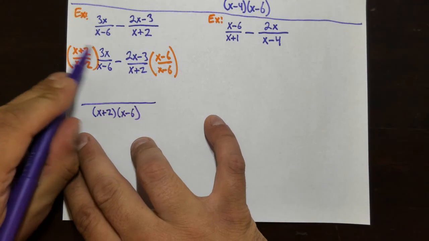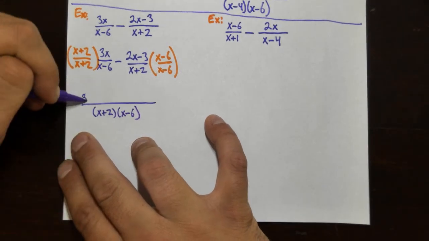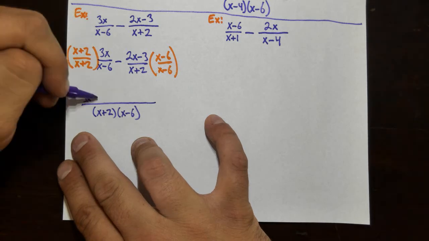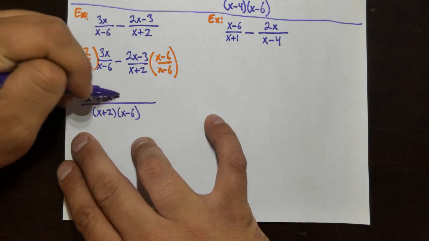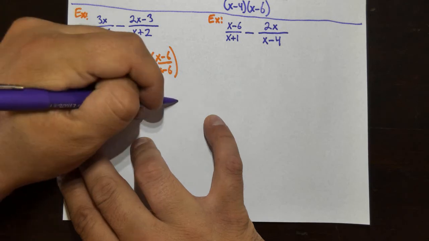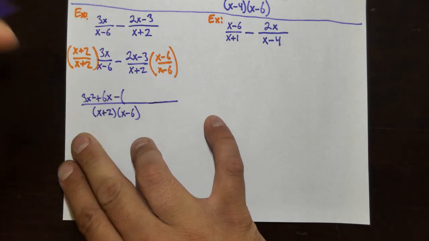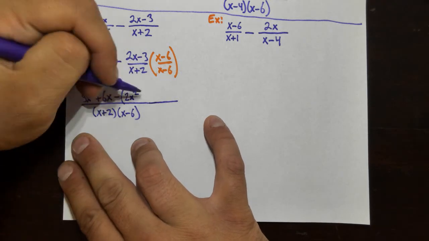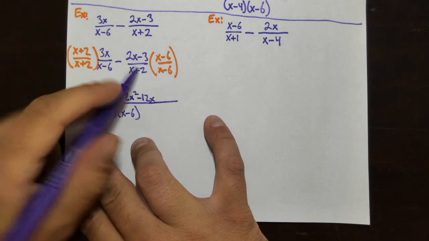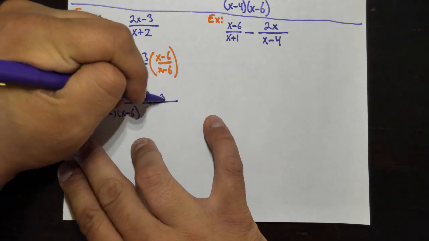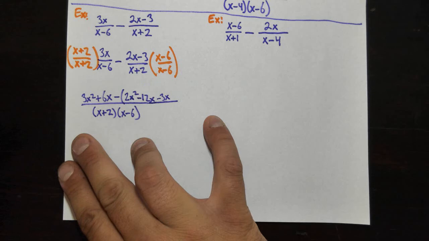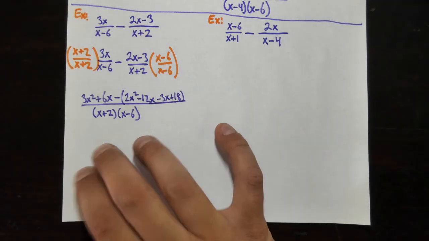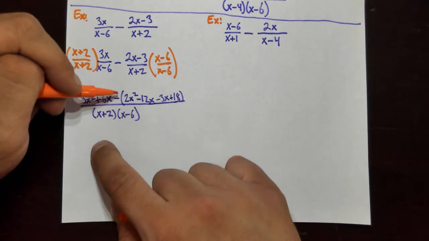And let's see, x times 3x is going to be 3x squared. 2 times 3x is plus 6x. Then minus, and remember we need to put parentheses after the negative. 2x times x is 2x squared. 2x times negative 6 is negative 12x. Negative 3 times x is minus 3x. And then negative 3 times negative 6 is positive 18. And now it's time to distribute that negative, because we are subtracting here.